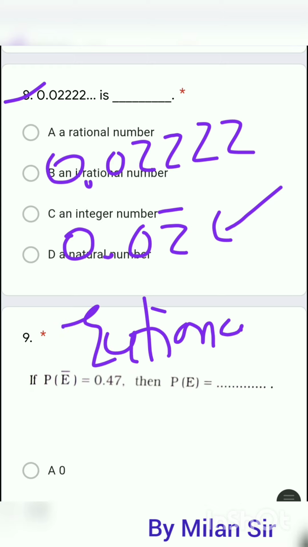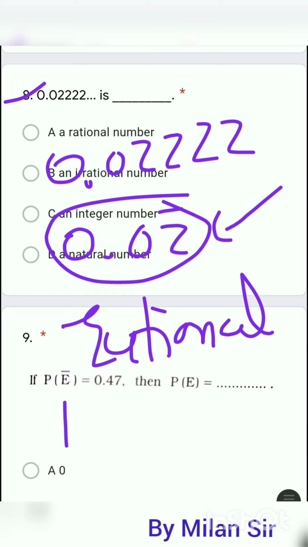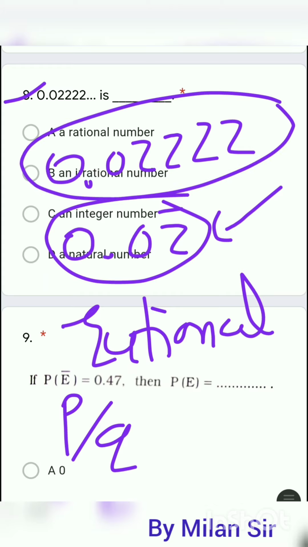Why? Because we already learned one method in standard 9 for how to convert this kind of number into p by q form. If a number can be represented in p by q form, then definitely it is a rational number, right? That's why we can say that this is a rational number, because 0.0222 means 0.02 bar, and it can be represented in p by q form.